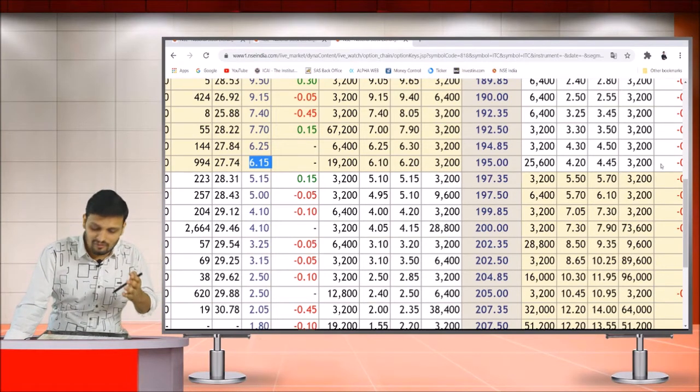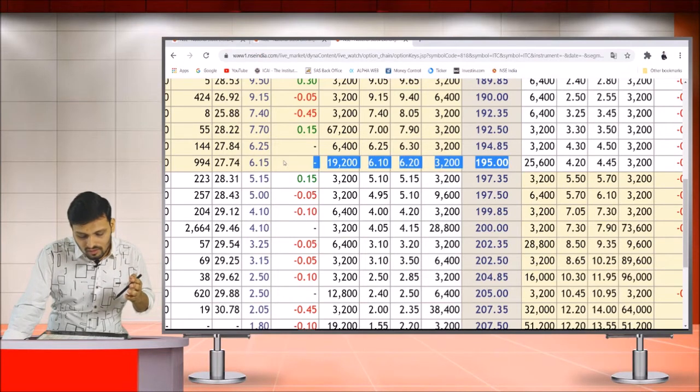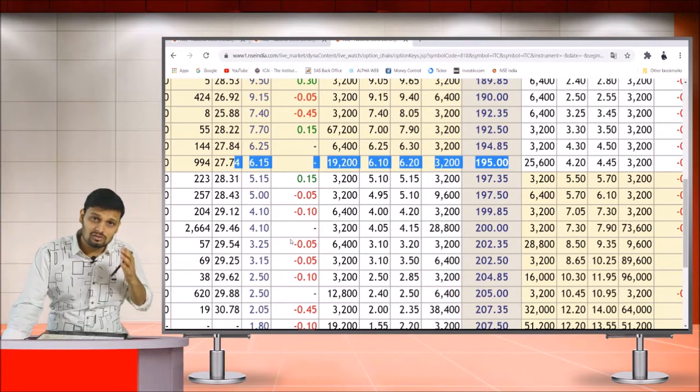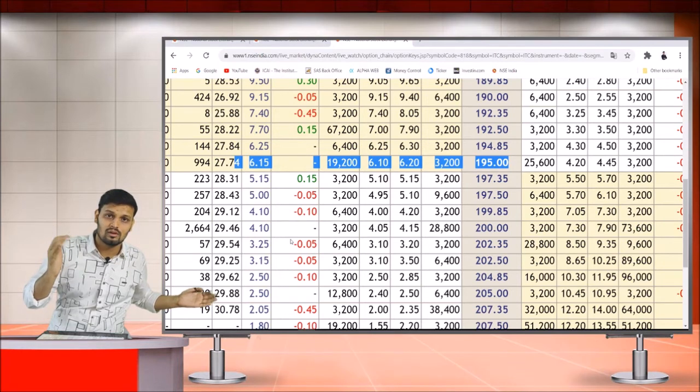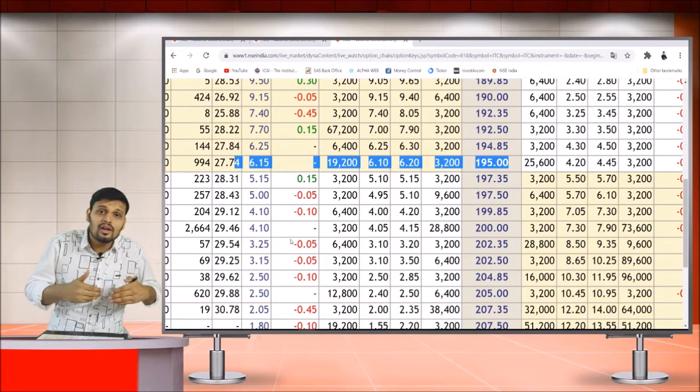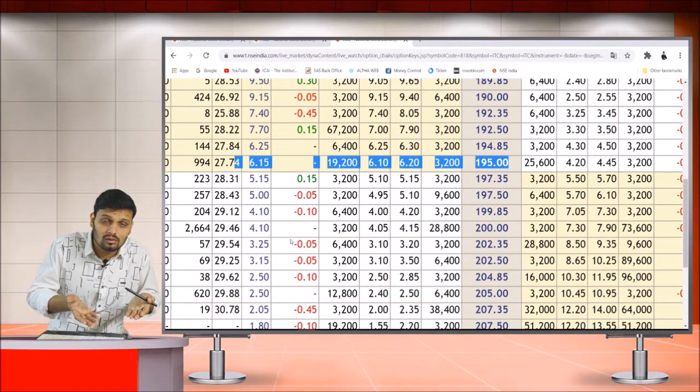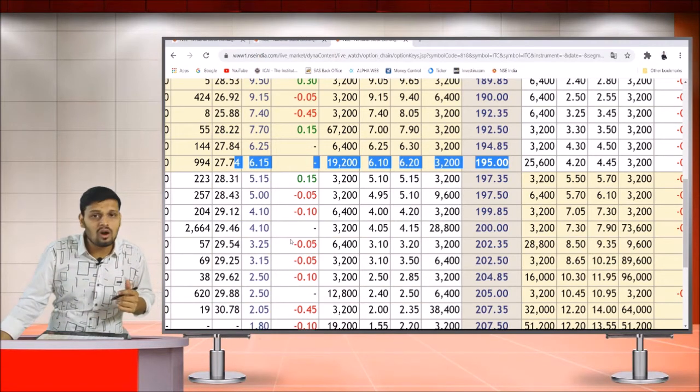Don't you think now everyone will be willing to give a higher premium for this 195 call option? Because you have the right to buy at 195. Today, if you want to buy it in the market, you will have to pay 205. So assume people are willing to pay 15 rupees now. So what you want to do is take this profit.